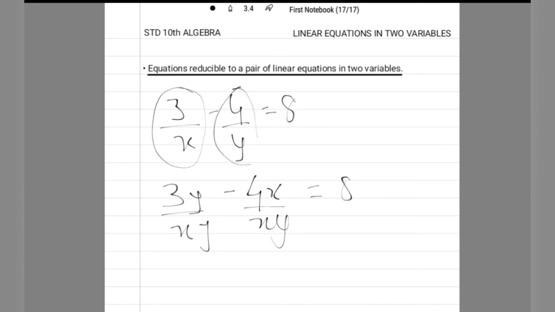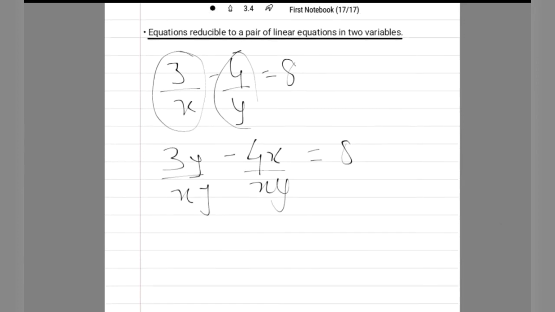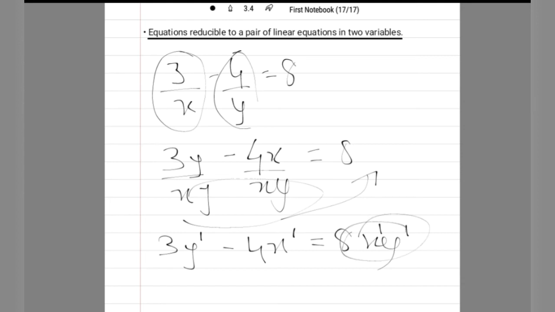Now after doing that, we get the denominator same, so we can take this term to the other side, that is, we get the equation as 3y and 4x is equal to 8xy. So this way the degree becomes 2, right? 1 and 1, and the total degree becomes 2, that is 1 plus 1. Again here they have degree 1, but this term becomes 2, having a degree 2. So again it's a non-linear equation.